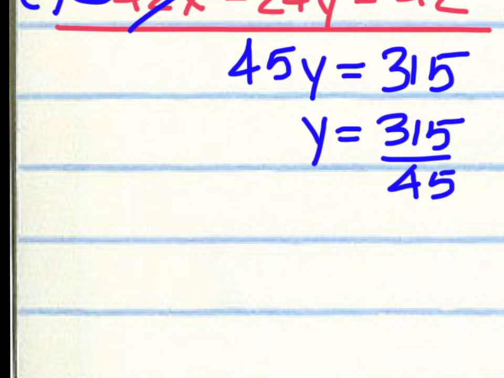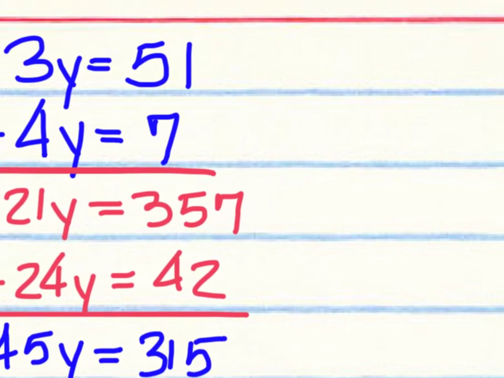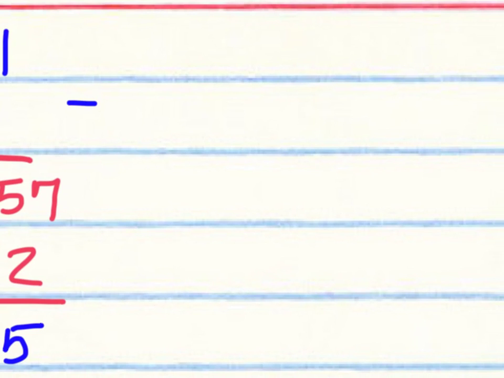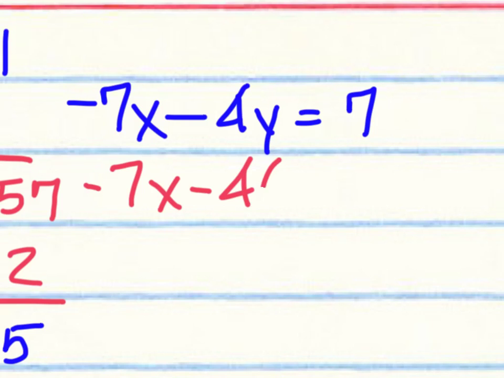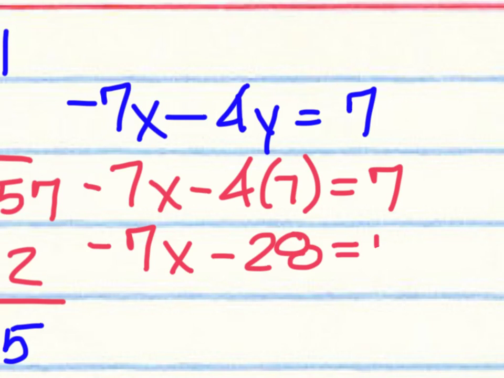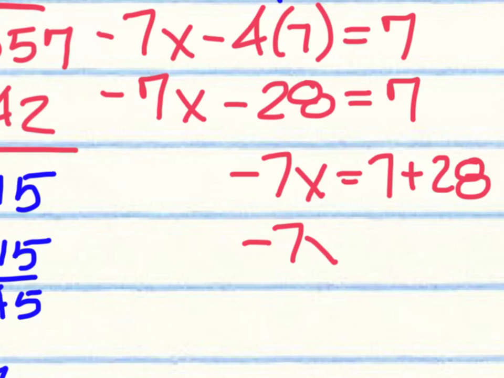And which one are we going to use here? Negative 7x minus 4y equals 7. And we just found 7 for an answer for y. So we'll plug that in there and simplify to get minus 28. And then move the minus 28 to the right, make it plus 28. Divide 35 by negative 7, and you should come up with negative 5. So the answer is negative 5, 7.